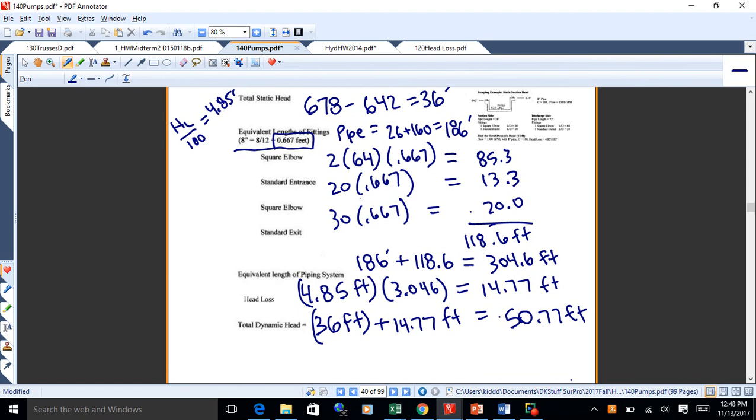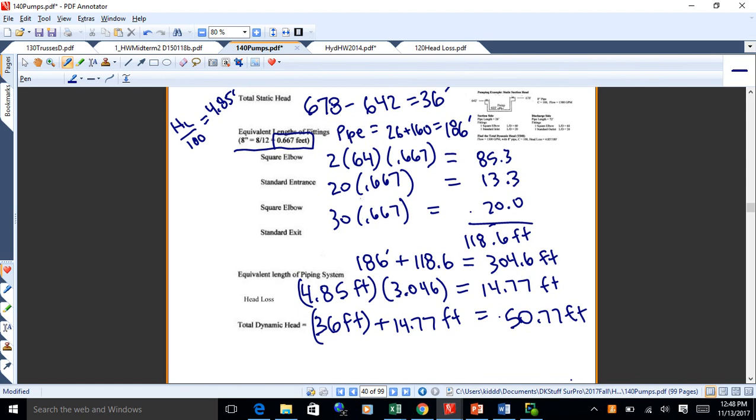The second last thing, it says total loss of pipe, or I'm sorry, head loss of pipe plus all fittings. What does that one give you? That's the 4.85 times the 3.046. That's the head loss, because it says everything. I might have a typo in there, I don't know. That's not actually plus, it's just kind of like and.